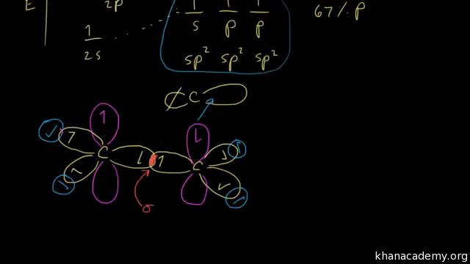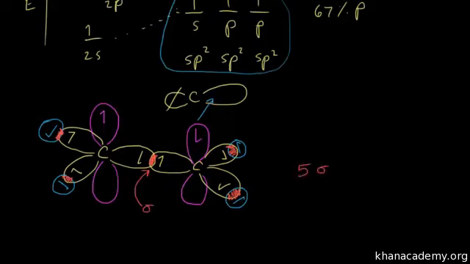There's a head-on overlap between the sp2 hybrid orbital of this carbon on the left and this s orbital of the hydrogen. So that's a sigma bond. This must be a sigma bond, right? This must be a sigma bond, and then this one as well. So there are a total of 5 sigma bonds in the ethene molecule.